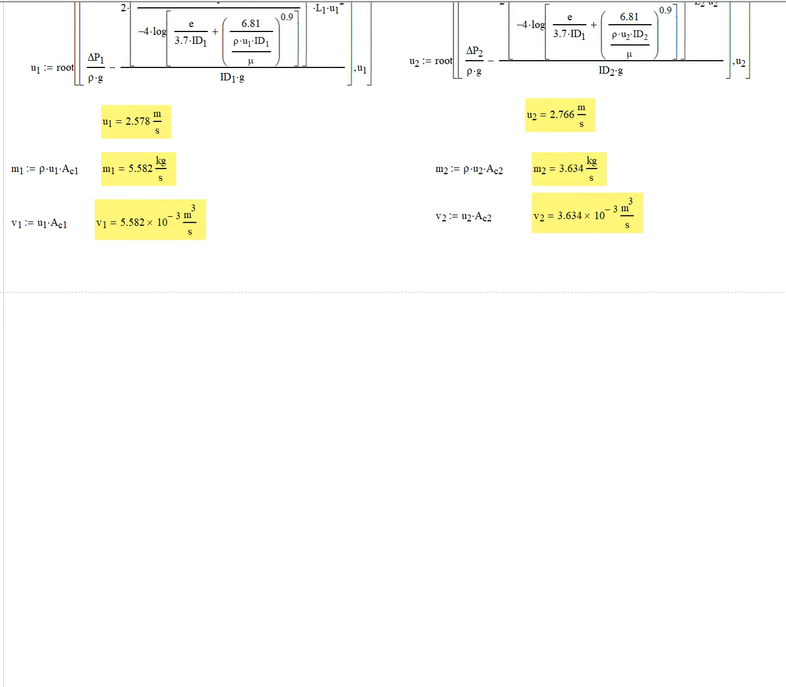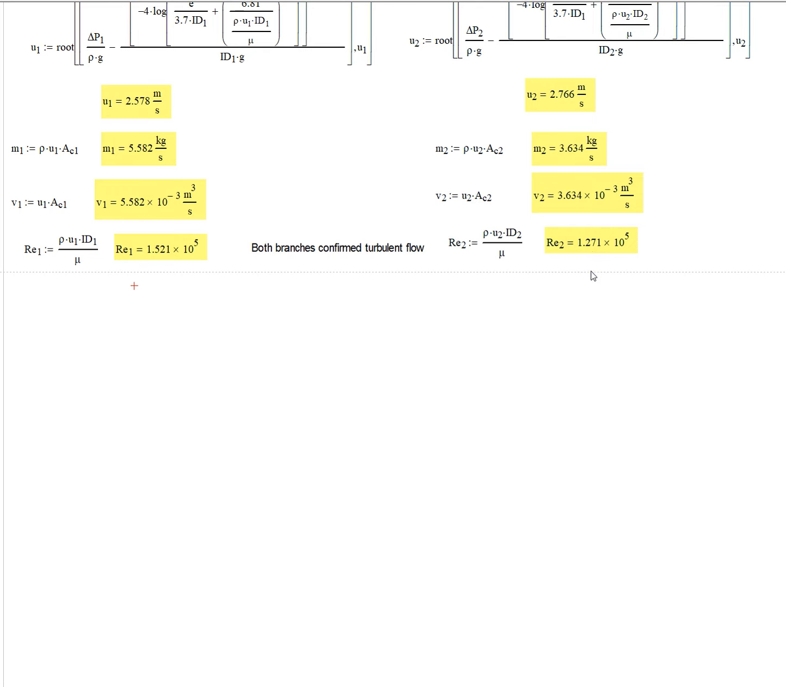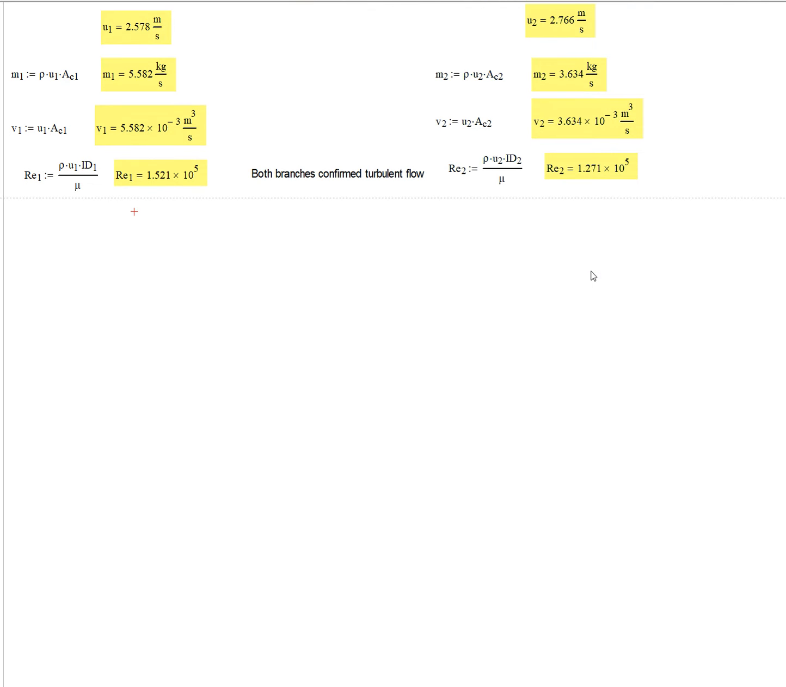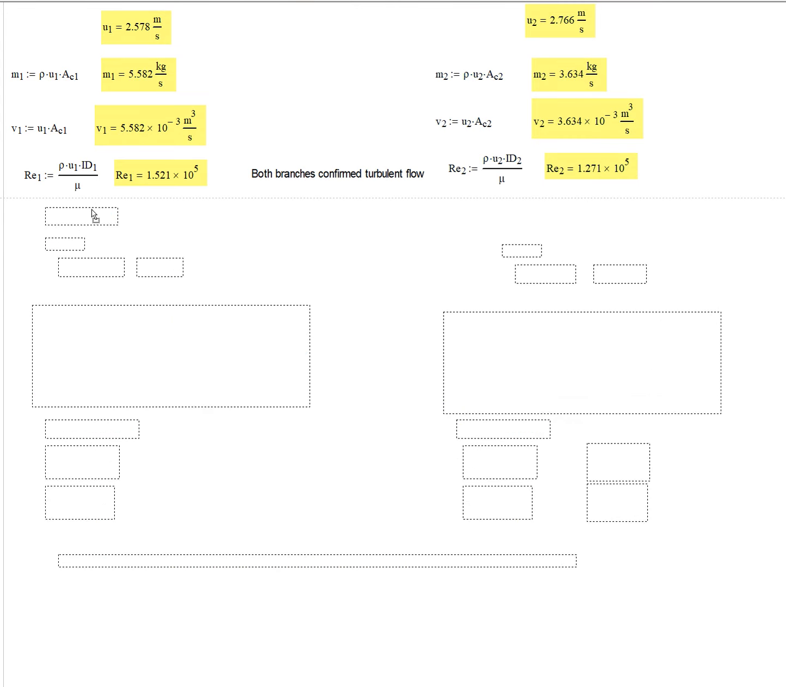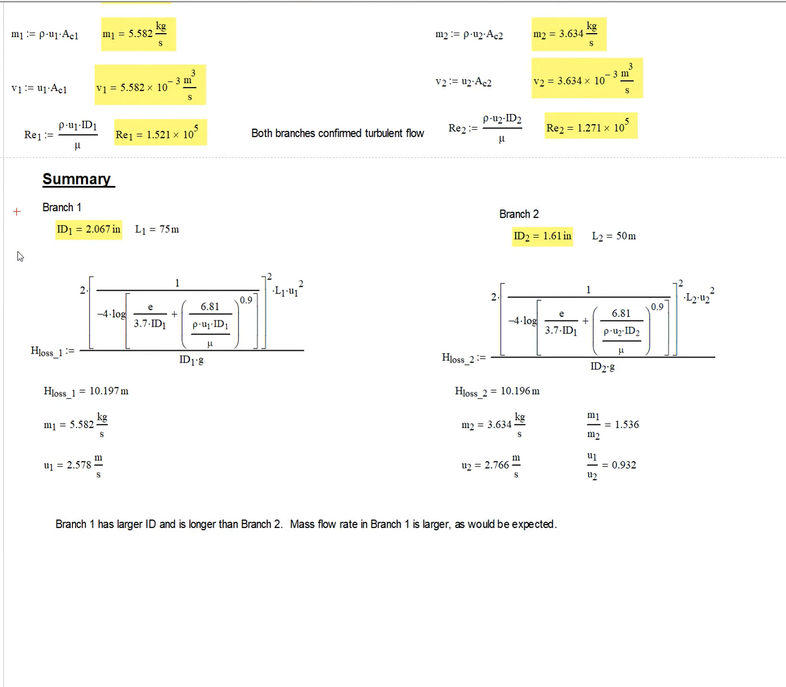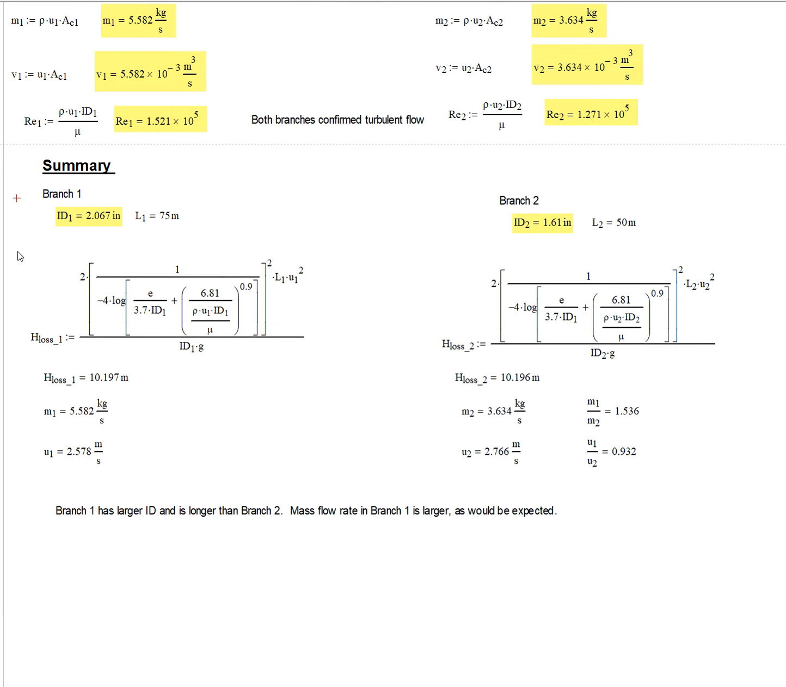And then the last thing we need to do is check that assumption of turbulent flow. Remember, the Reynolds number needs to be greater than 2300. We get 1 times 10 to the 5th for both of those, so that is definitely turbulent flow. And so our original assumption of turbulent flow was fine. What I want to do, since it's difficult to summarize these in MathCAD, is give a little comparison here. Remember branch 1 is the 2-inch nominal. Branch 2 is 1.5 nominal.